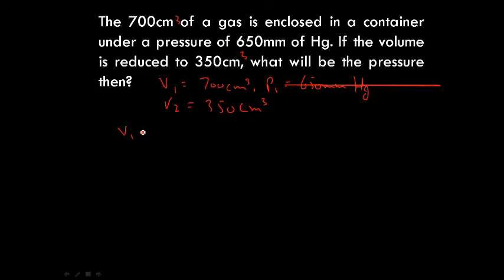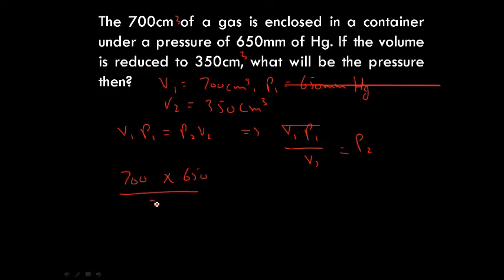So according to the relationship P1 V1 equals P2 V2, we need to find P2, so this will be P1 V1 divided by V2 equals P2. Now just plug in the values, that is 700 times pressure 1, that is 650, and divide by the new volume, that is 350. And 350 times 2 is 700, so this is 2 times 650, which is 1300 millimeters of mercury.